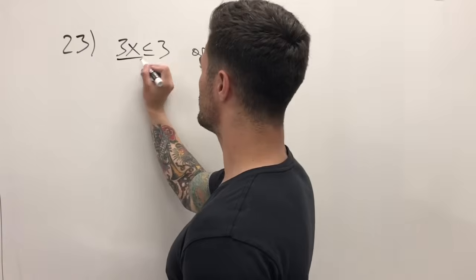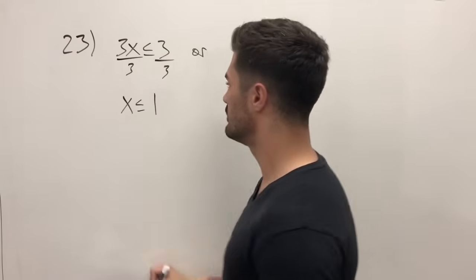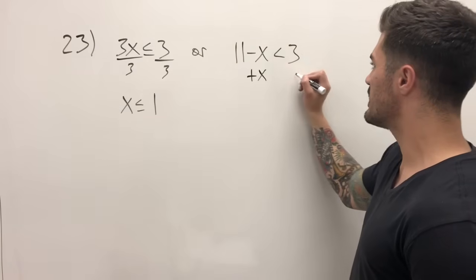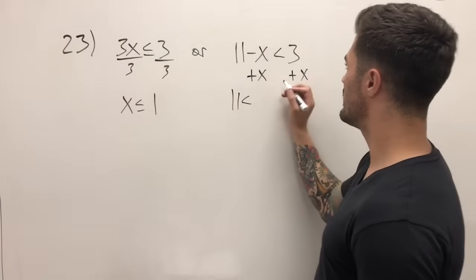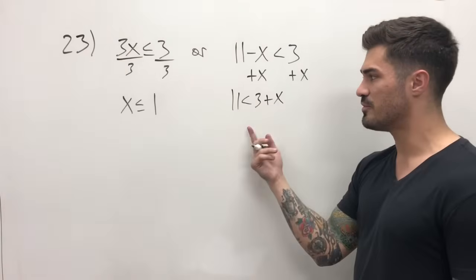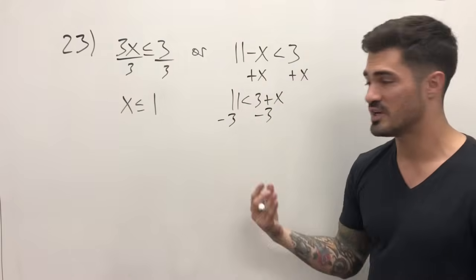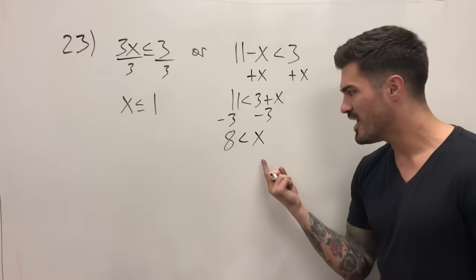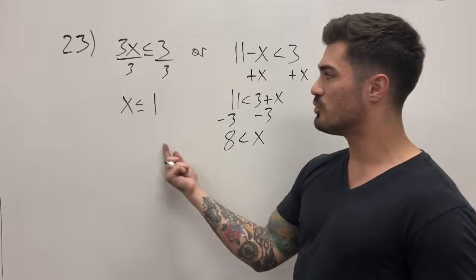I can simply divide both sides by 3, and I get x is less than or equal to 1, okay? So now let's move on to this guy. I can add x to both sides, and I get 11 is less than 3 plus x. Now I can subtract 3 from both sides. And you could have done it slightly differently. You could have subtracted 11 and then multiplied both sides by -1. Of course, that works as well. But here I have x is greater than 8. So x can be greater than 8, or x can be less than or equal to 1.